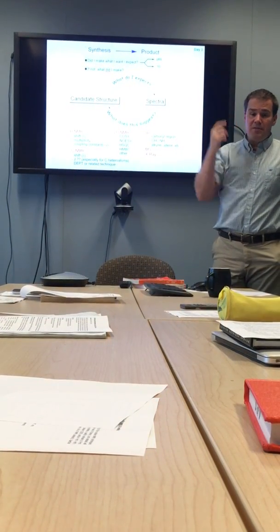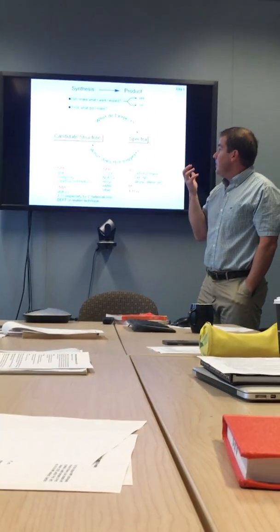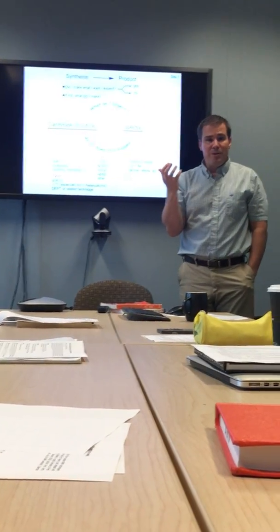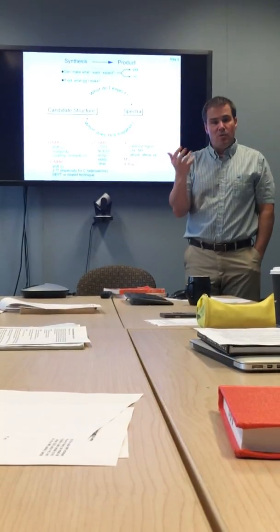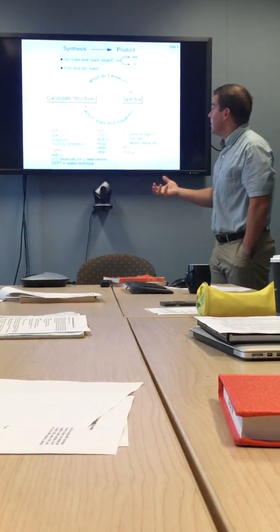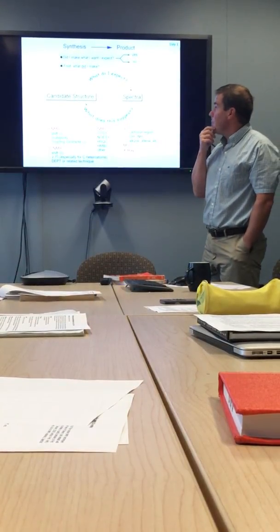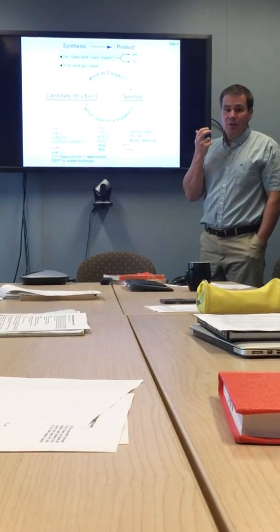If you set up a reaction in the lab and you got a product, did you make what you wanted or what you expected? Figure out what properties the spectra would likely have for that candidate molecule, and decide whether or not your spectra is consistent with that or not. And if not, what did you make?